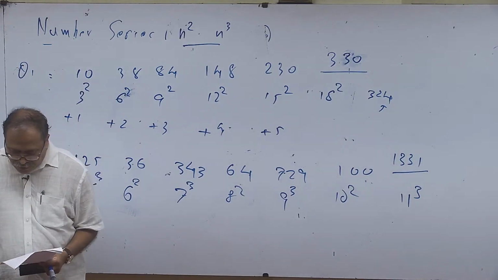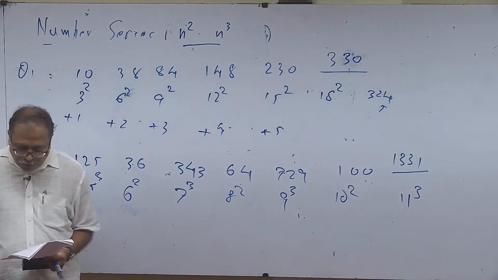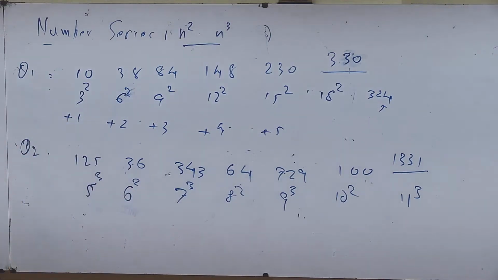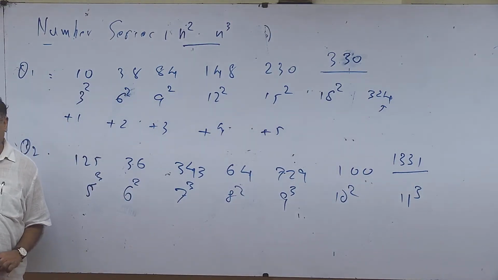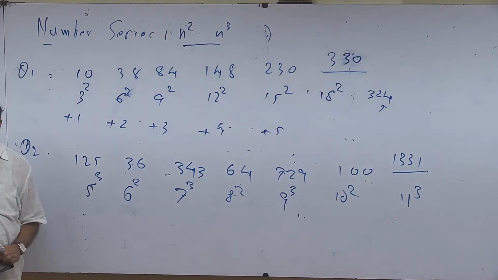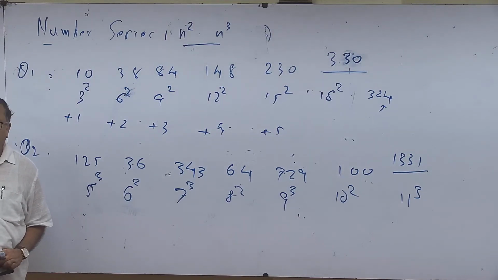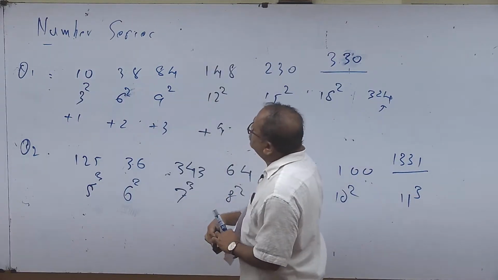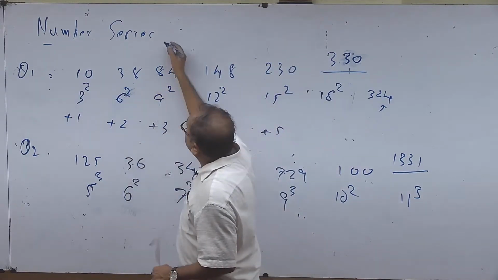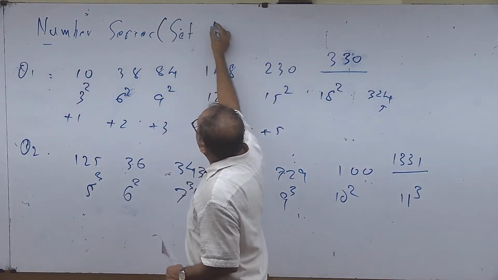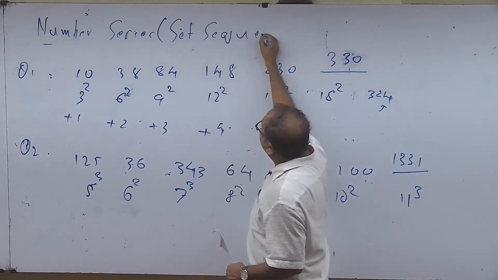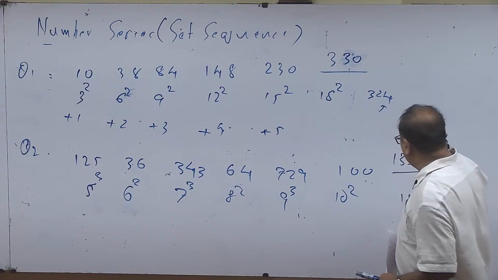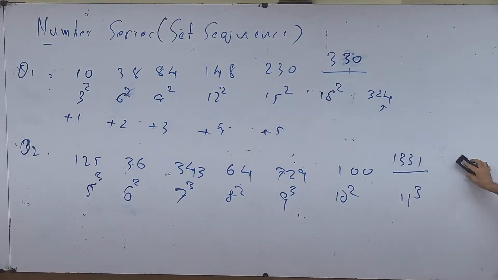Okay, so I'll move on to one question type which we call set sequence. That means two or more sequences are mixed in one. I only discussed one question and there are too many questions in the exercise paper. So that is set sequence. What is this set sequence? Let us take one example to understand it.